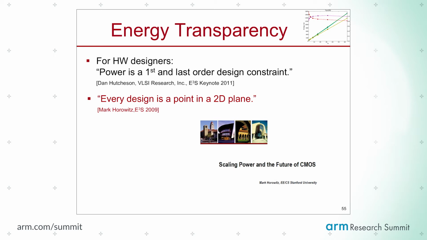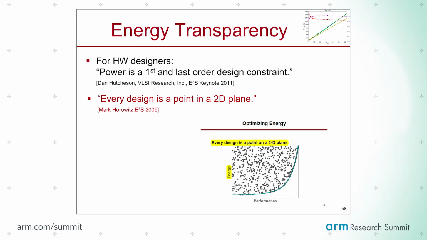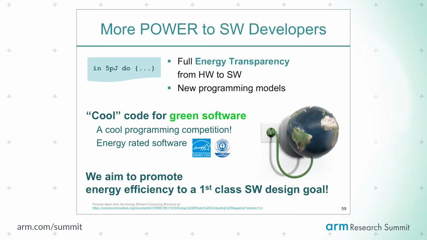We know that hardware designers have had the benefit of looking at energy and power as a first-class design goal. Every design effectively is a point in a 2D plane, and you can look at energy always in the context of performance, and you can determine where in your design flow your design is. Software engineers don't have that. What I really want to do is I want to give more power to software developers. I want to write in my code in 5 picojoule do. Okay? And then the compiler tells me yes or no, or perhaps even it tells me yes, provided that your data looks like this.